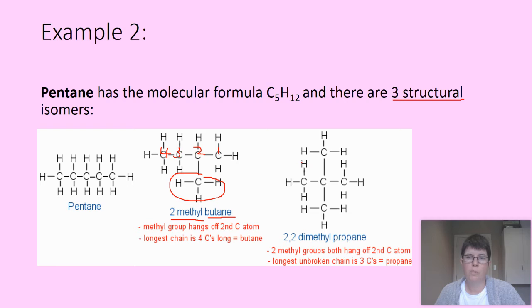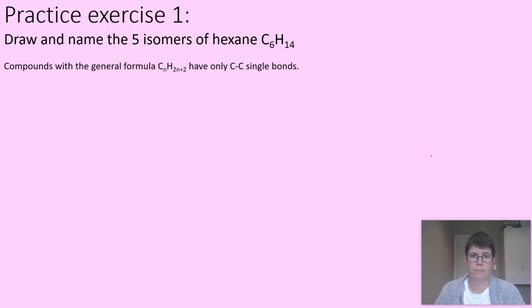And then there's one further way that you can draw C5H12, and that is if you have a methyl group here and a methyl group here, and the longest chain, no matter which way you look at it, is 1, 2, 3. So it's propane. It has 2 methyl groups, so it's dimethyl, and it's 2,2-dimethylpropane. The 2 methyl groups hang off the second carbon, and the longest unbroken chain is 3 carbons, so it's propane. So these 3 molecules are structural isomers of each other.